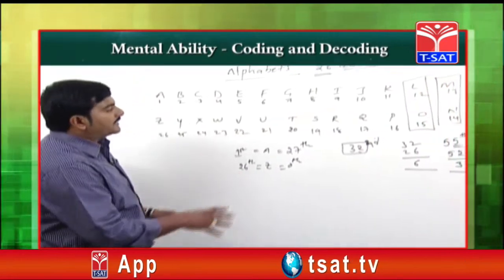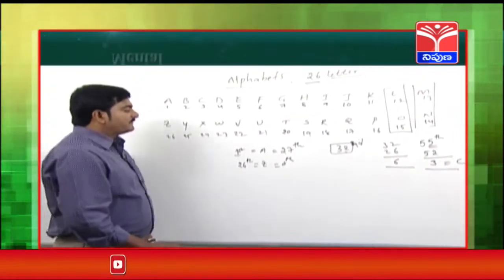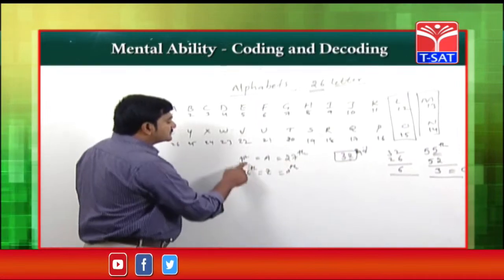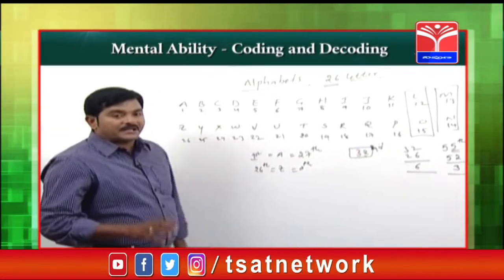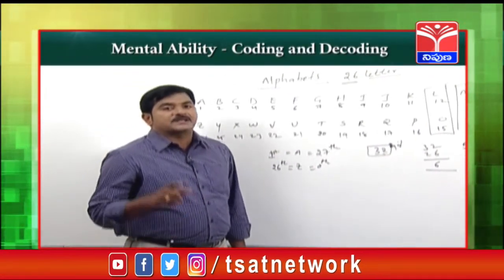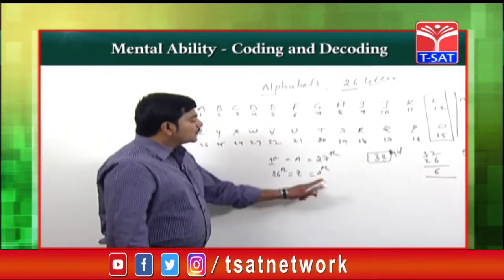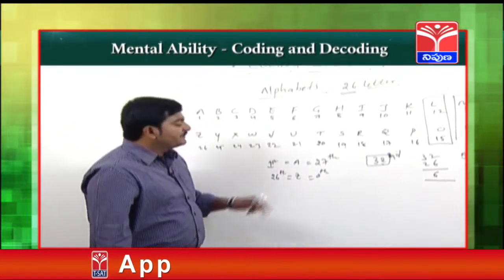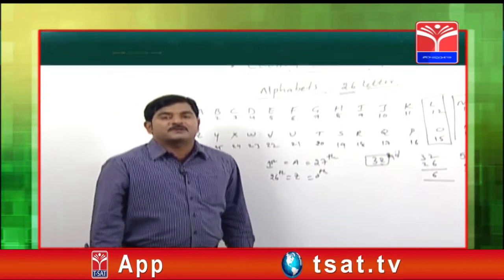Okay, so you need to find all these alphabets, and apart from these there are two general conditions. The first alphabet is A, and the 27th alphabet is also A, and the 0th alphabet is Z. Similarly, the 26th alphabet is also Z.